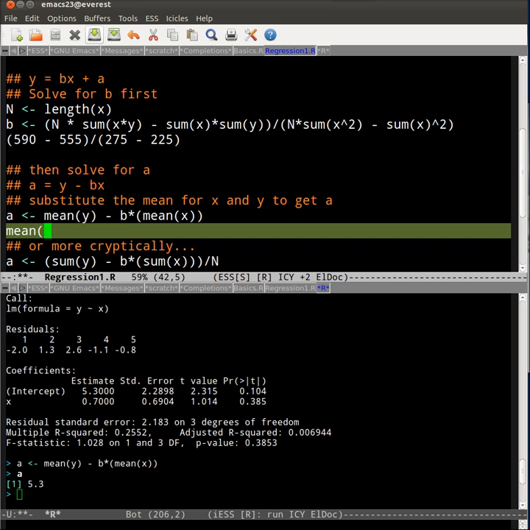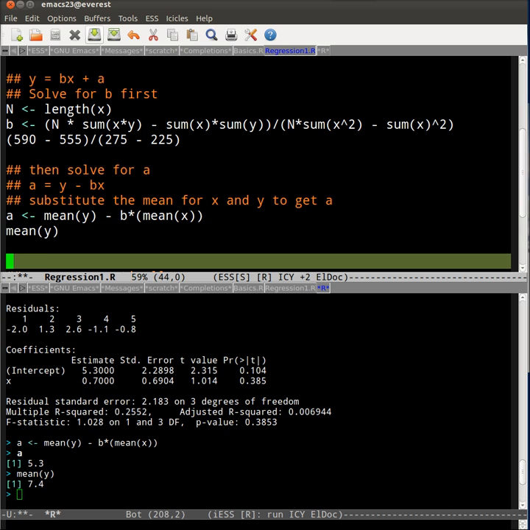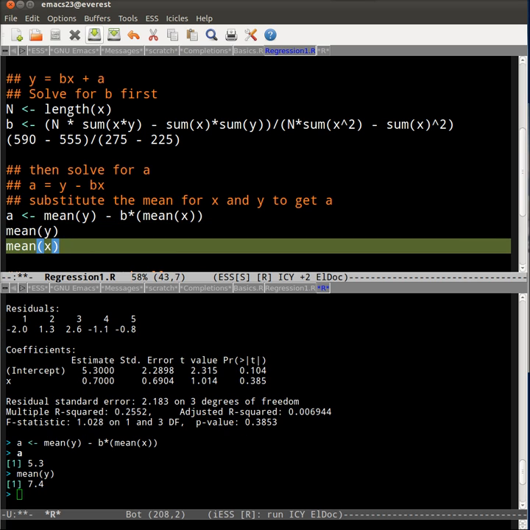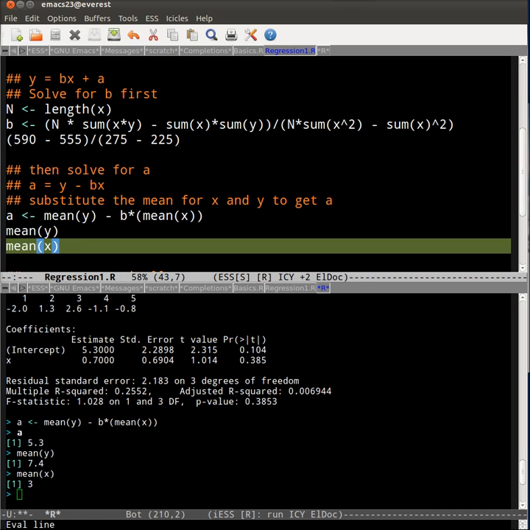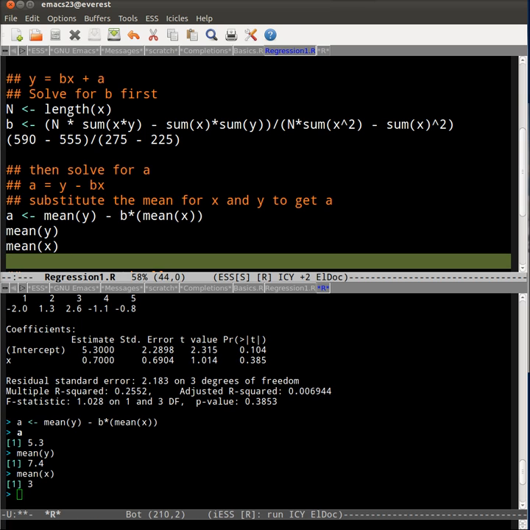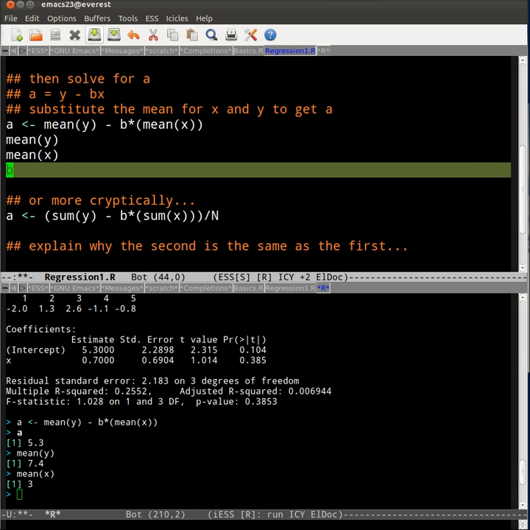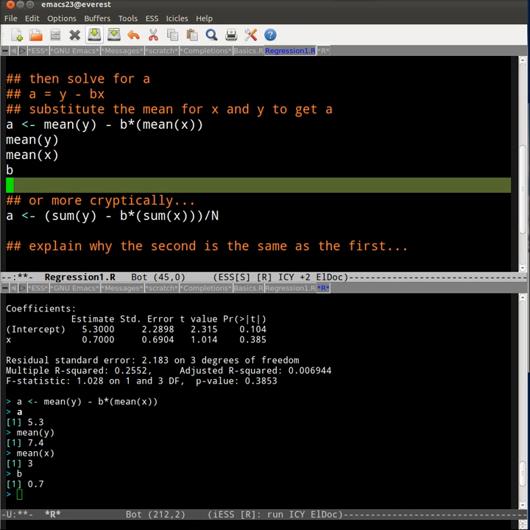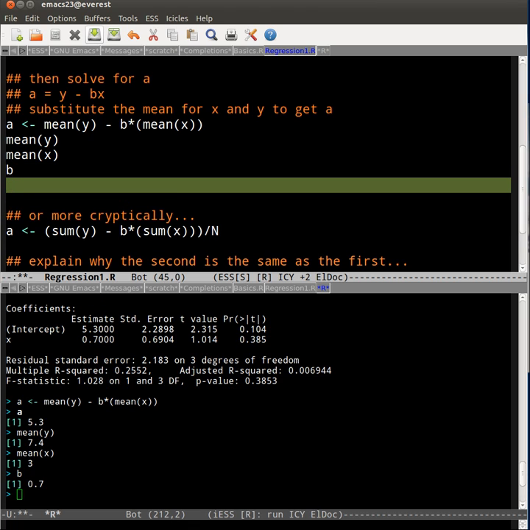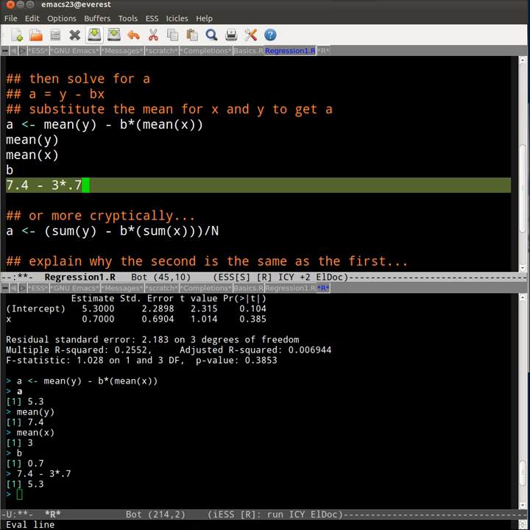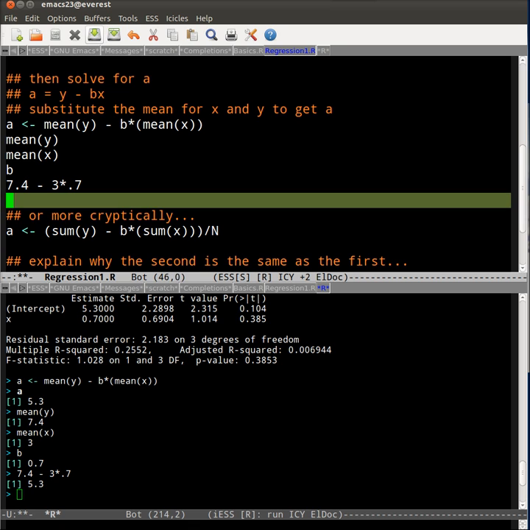And what we want to do is just take bits and pieces of this to calculate. The mean of y is 7.4, and the mean of x is 3, so 7.4. Now, it's not 7.4 minus 3. Remember, you have to take b. So what was b? b was 0.7, right? So this is going to be 7.4 minus 3 times 0.7. And we get 5.3.